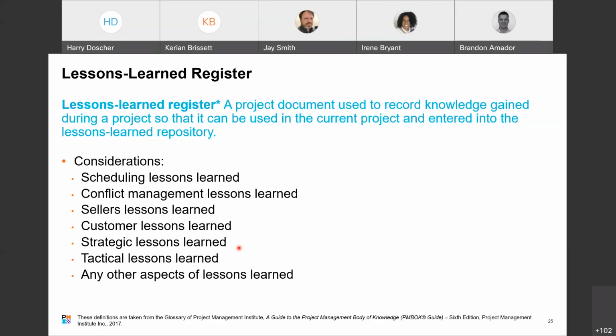Strategic lessons learned. Did the project take too long to deliver something that was required much sooner by the customer? Did you develop the project and then learn that there was no use for it? Things like that. Any of the tactical lessons learned?